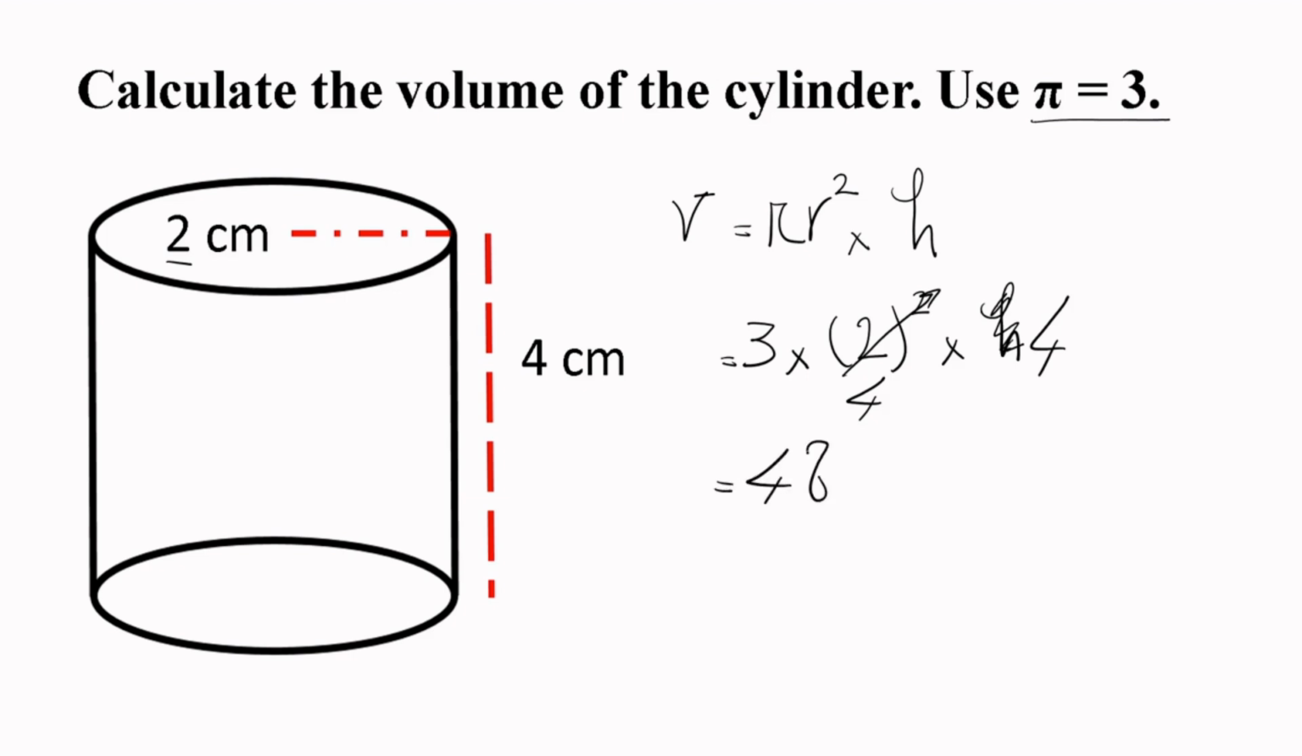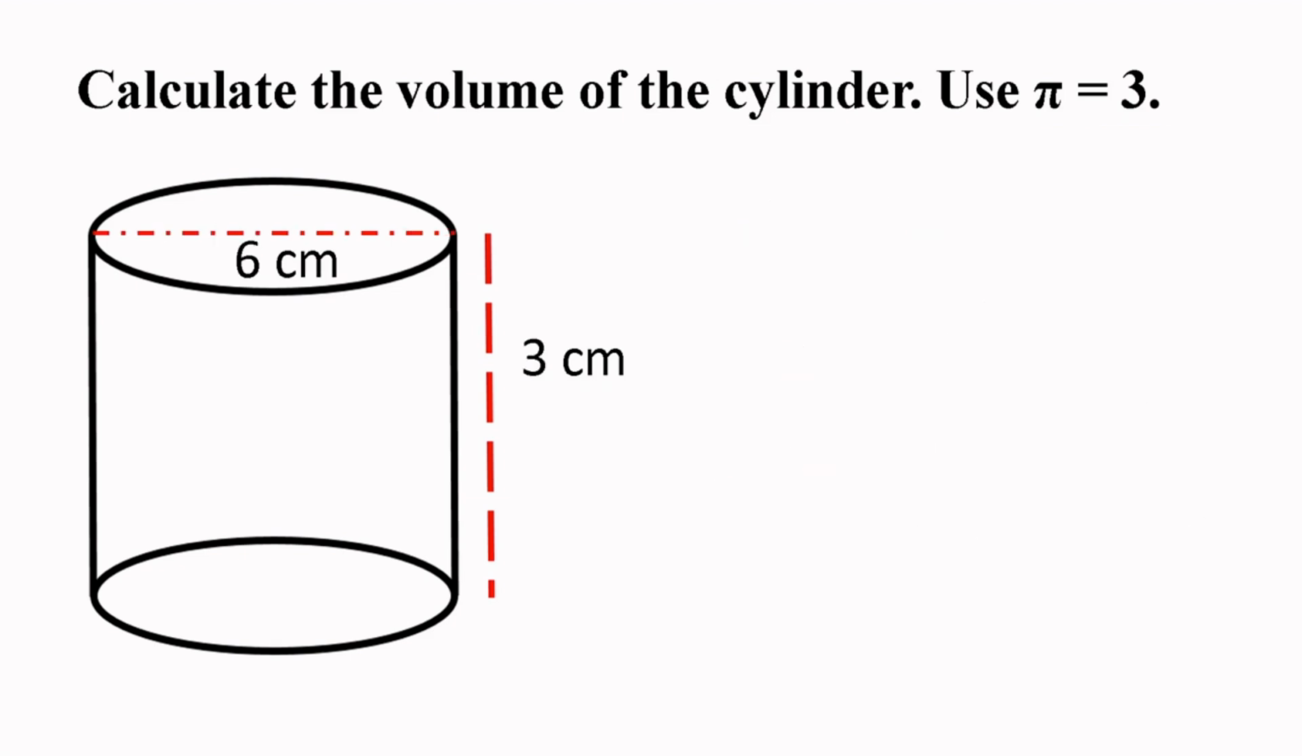What is the unit of this 48? As you can see, we have centimeters here and centimeters here, and the radius is multiplying by itself 2 times. So the unit is going to be cubic centimeter, and it is completely equal to milliliter. So both of them are correct.